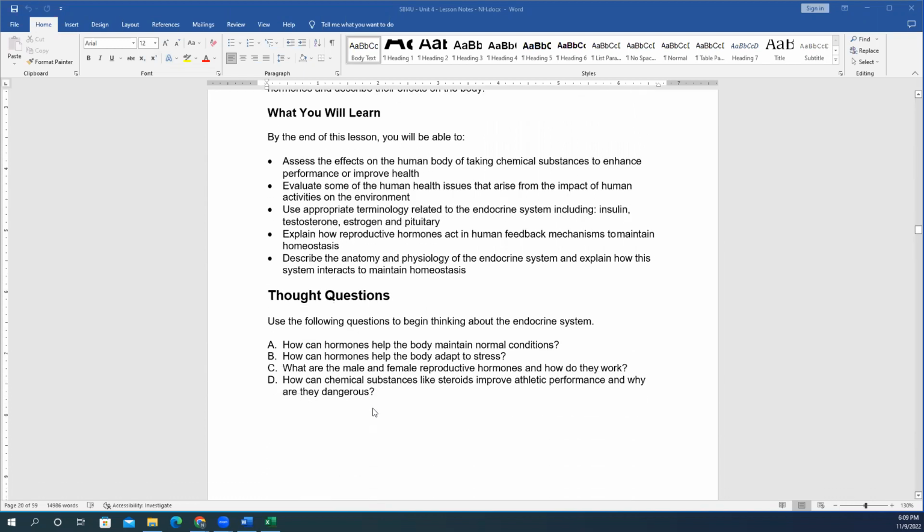So some of the things that you should keep in mind as we go through our lesson are questions such as, how can hormones help the body to maintain these normal conditions that we are mentioning? And how can they also help the body to adapt to different stresses that are placed on the body? And also the male and the female reproductive hormones, what they do and how they work. And how finally can chemical substances like steroids improve the performance of athletes, and also what are their side effects and dangers.